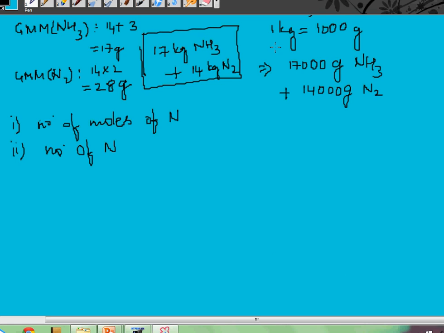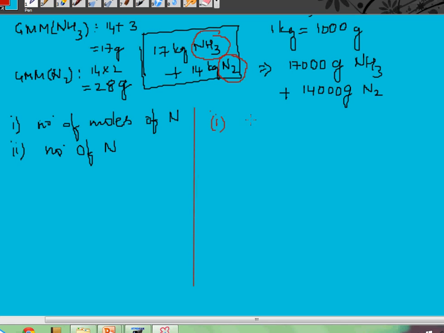So to calculate the number of moles of nitrogen, first you have to calculate the number of moles of nitrogen atoms due to each compound. First you have to calculate the number of moles of nitrogen atoms present in ammonia. Then you have to calculate the number of moles of nitrogen atoms present in N2 and simply add them. You simply add these 2 moles, so you get the total number of moles of nitrogen. Okay, so let's look at the answer for the first part.